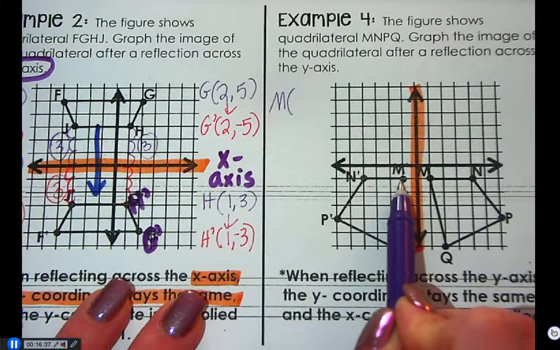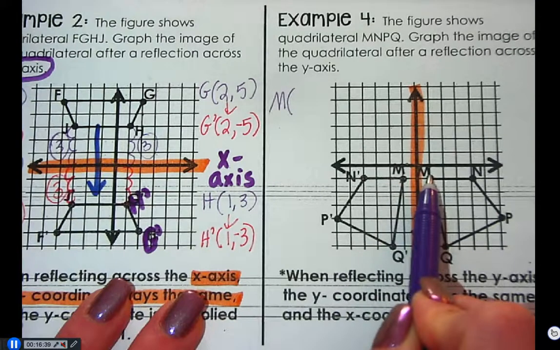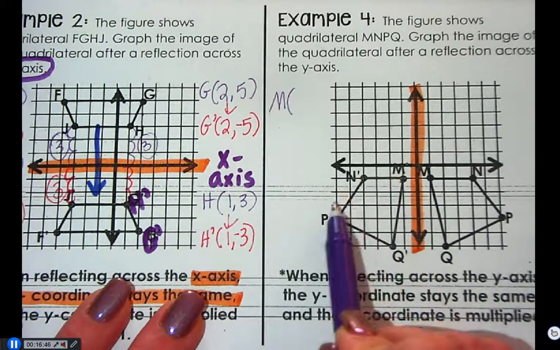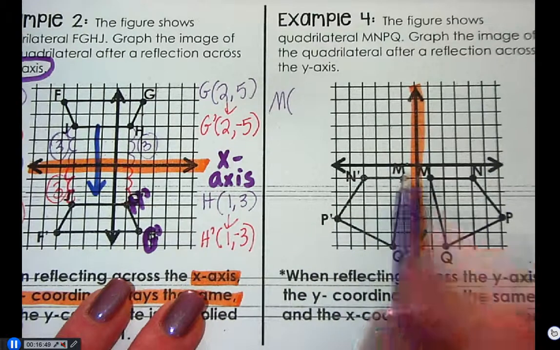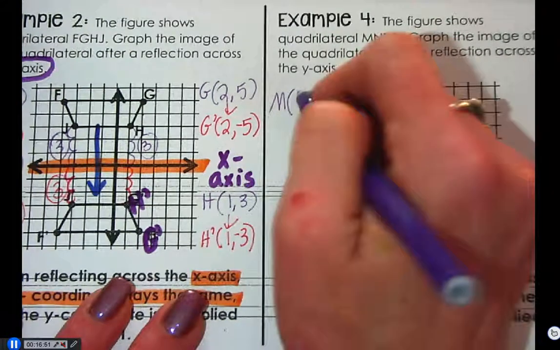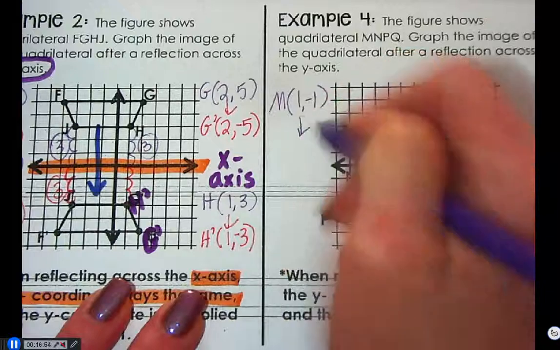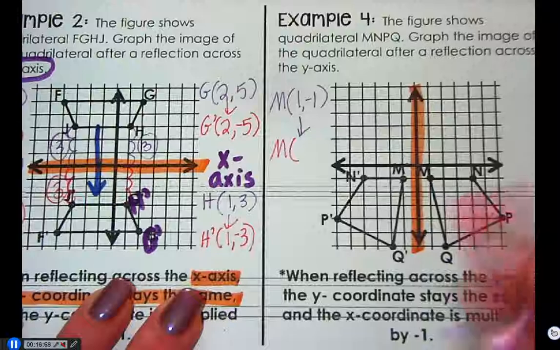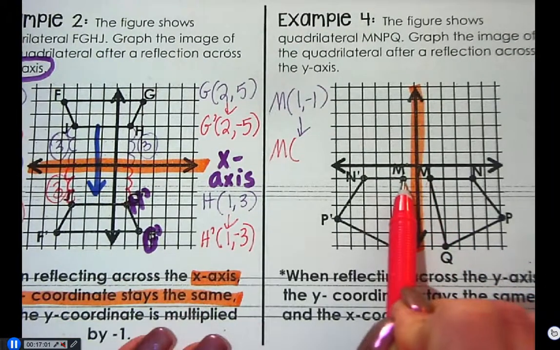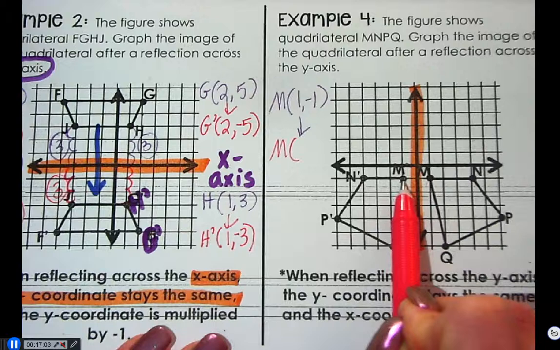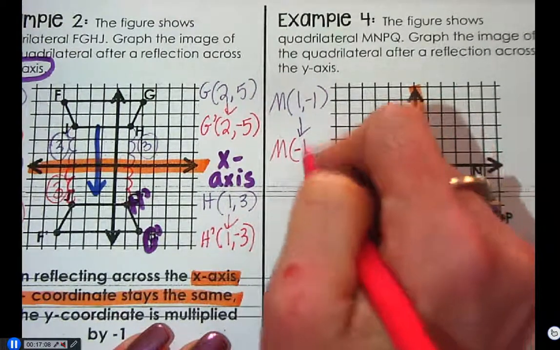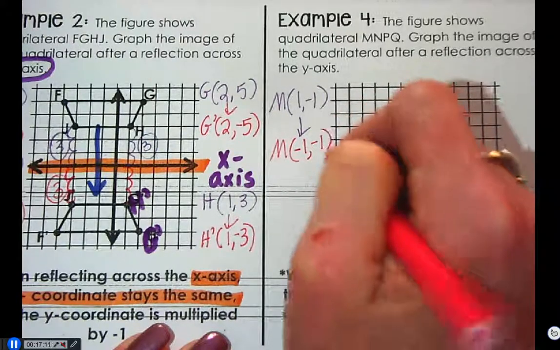1, -1. It's this one right here. Remember, this is our original, and this is our copy because of the prime symbols. So M is going to be 1, -1. And when I change M, its reflection, if you look over here, it's crossing over the y. So M prime now becomes -1 on the x, but it stays -1 on the y.